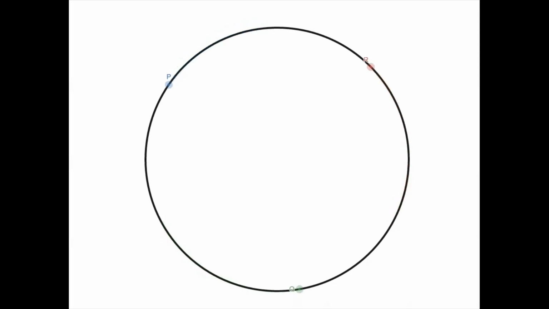So you can see point P going around, point R is touring around, and point Q is touring around. P is the slowest, Q is the second slowest, and R is the fastest point. So you see R just overtook P as they tour around.